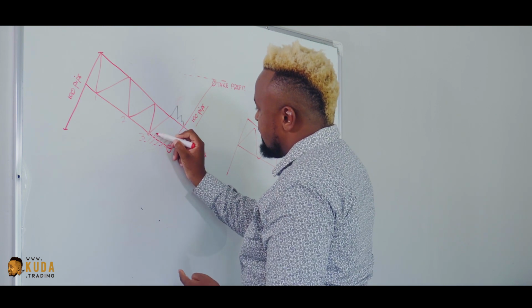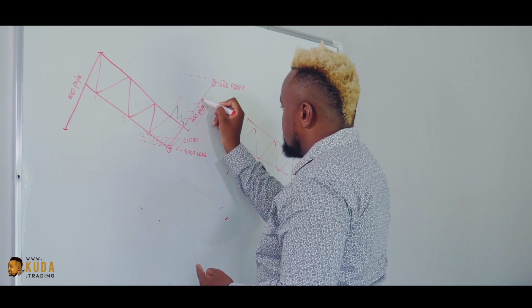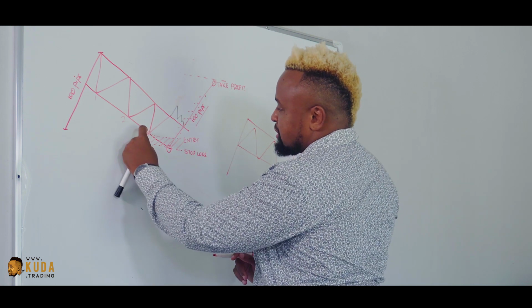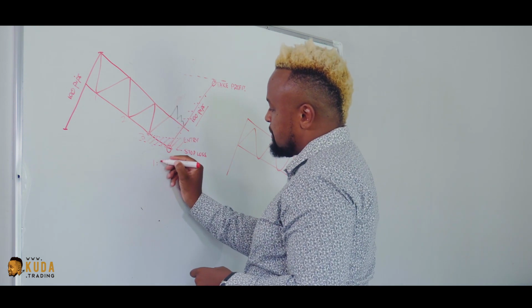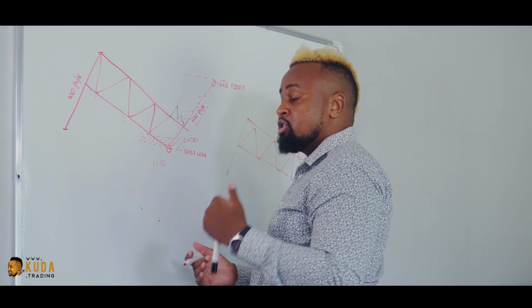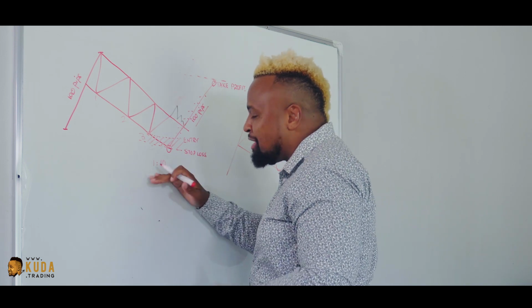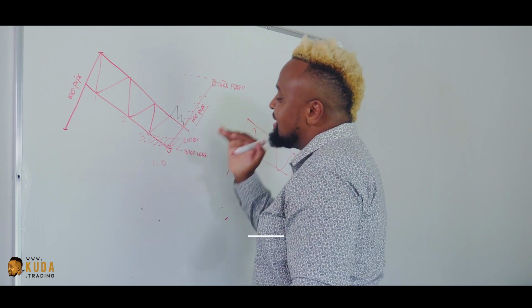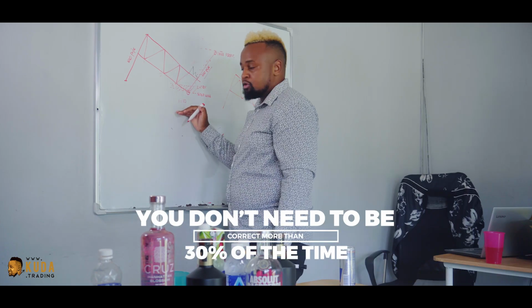Anytime the price is above your entry, you're in profit. Notice the risk is small, the reward is bigger. In this instance, you're dealing with about a risk reward of 1:10, which I'm going to show you on my computer right now. This is where you want to operate as a trader, because you don't need to be correct more than 30% of the time when your risk reward is 1:10.